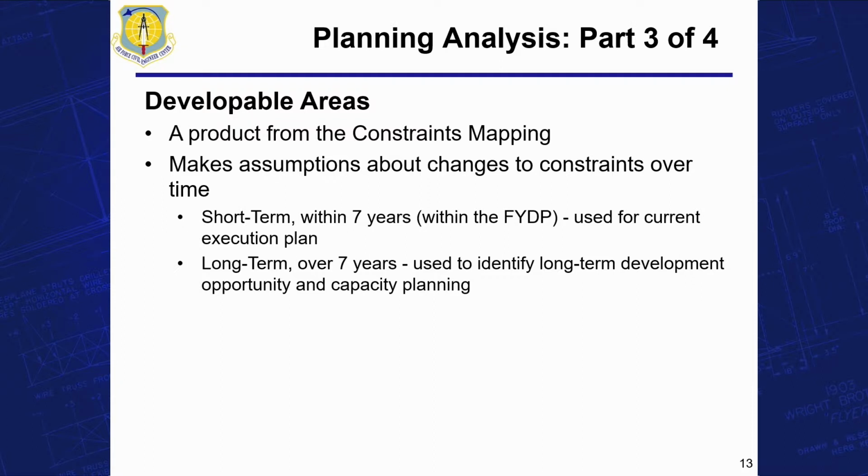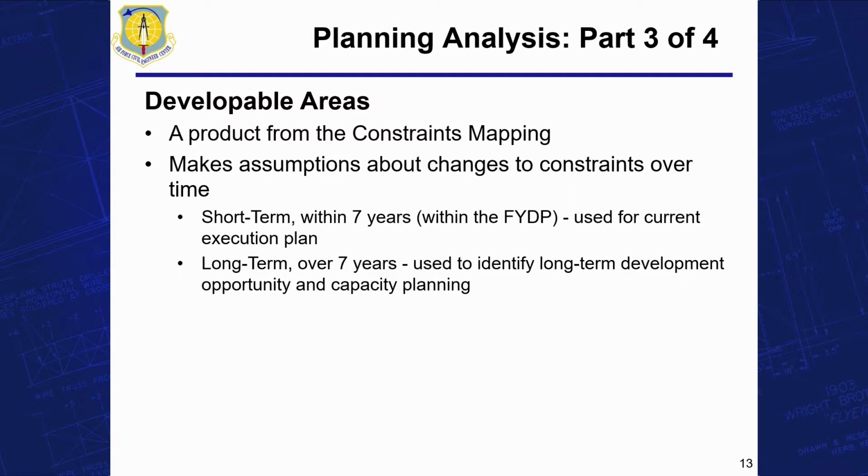A short-term analysis identifies constraint conditions that will impact planning over the next 7 years. The 7-year period corresponds to the PPBE process, and its significance will be discussed in later topics relating to alternative analysis and program execution. A long-term analysis anticipates constraints that are likely to exist and highlights constraints that no longer exist in the long term, more than 7 years out.